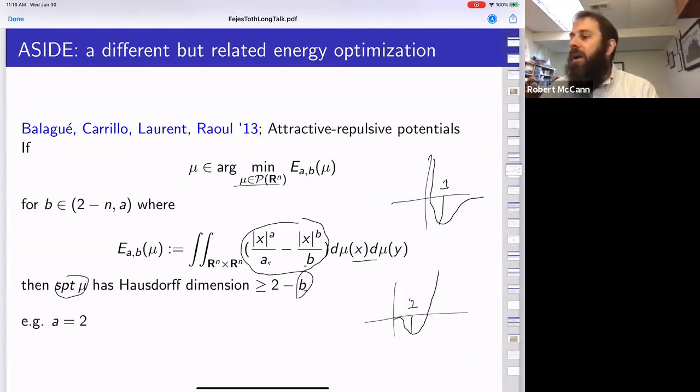I mean, to fix ideas, you can think of the attractive potential as having exponent A, and I'll just show you a sketch of the Balaguer et al. argument.